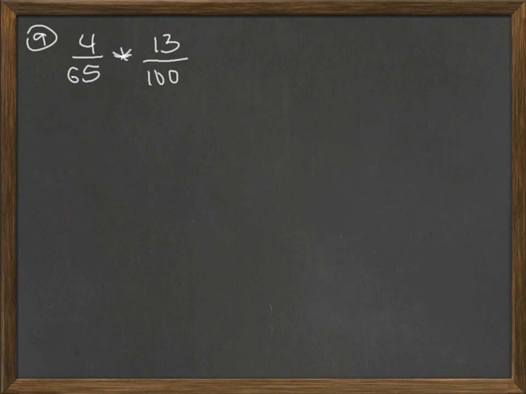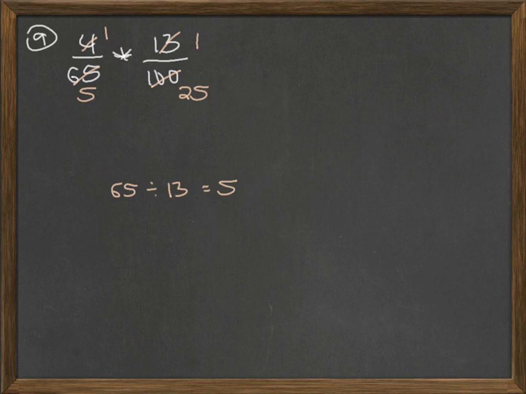All right. Number 9, we have 4 over 65 times 13 over 100. So again, if I want to, I can reduce first. 4 divided by 4 is 1. 100 divided by 4 is 25. What about 13 and 65? Do they go into each other? Well, if you want, you can type into your calculator 65 divided by 13, and you will get 5. So 13 divided by 13 is 1. 65 divided by 13 is 5.